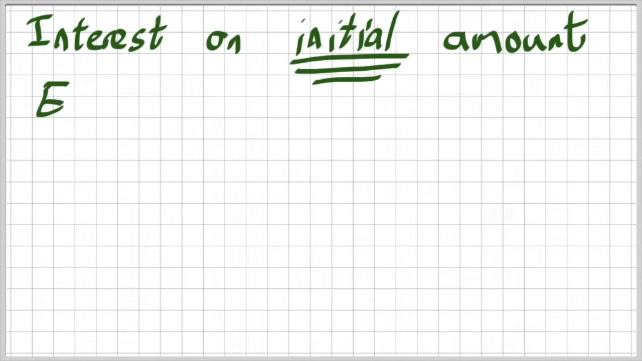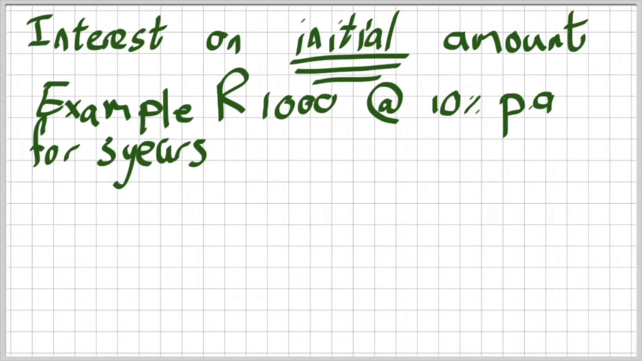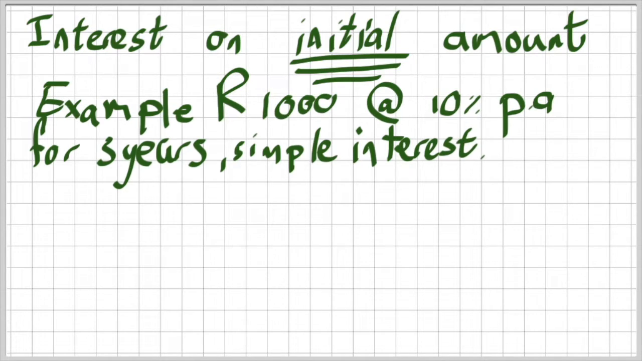Let's take an example of investing 1,000 Rand at 10% per annum for 3 years. In this case, I am telling you that you may assume simple interest. You must be told it is simple interest, or be placed in a situation where you know to use simple interest. You don't assume simple interest.